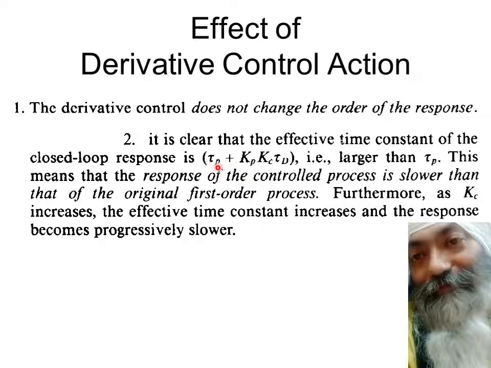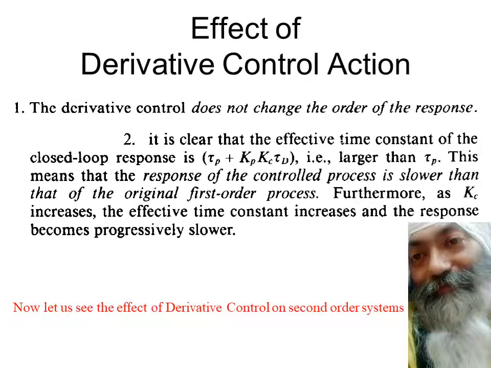You can see that tau p becomes tau p plus Kp into Kc into tau d. So this is the effect of Kc which we have been examining in all the three cases over here. So now we have seen the effect of derivative control on the first order system. We shall now go on to see the effect of derivative control on the second order system.